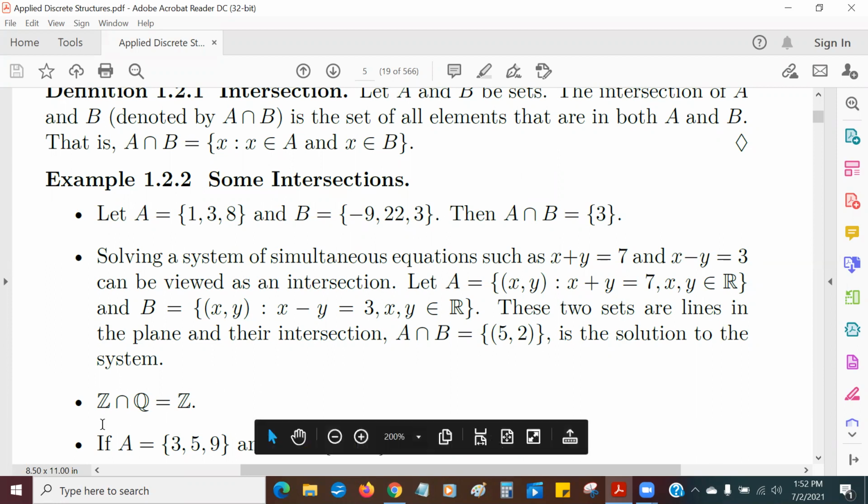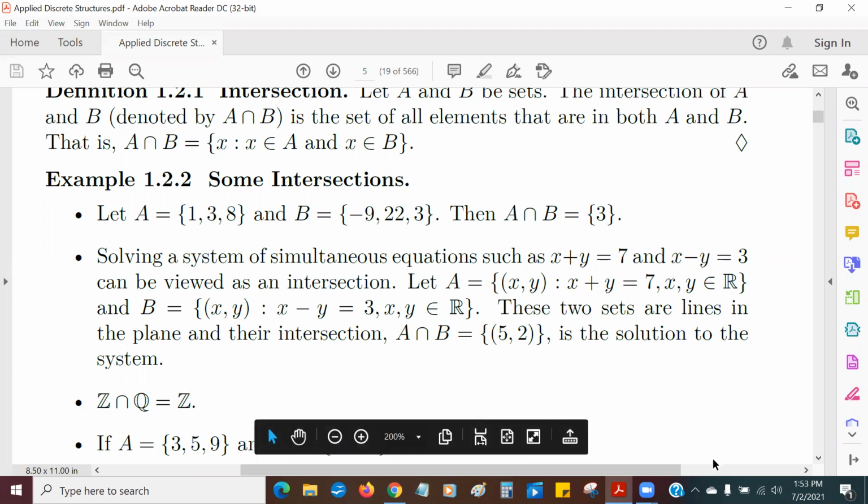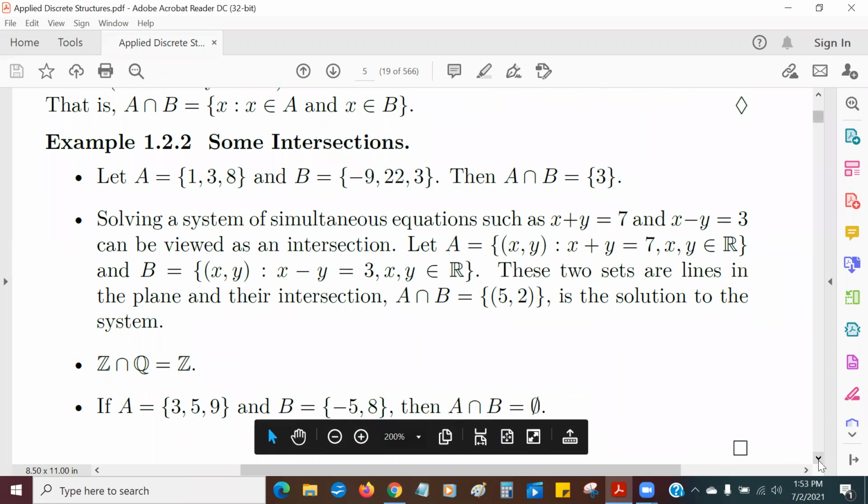Anyway, the intersection of the integers and the rational numbers is just the integers, because every integer is a rational number. So when I take the intersection, I'm just taking the rational numbers which are also integers. By the way, this is really an example of something more general: if I intersect a set with one of its subsets, I'm just going to wind up getting the subset. It's just going to equal the subset.